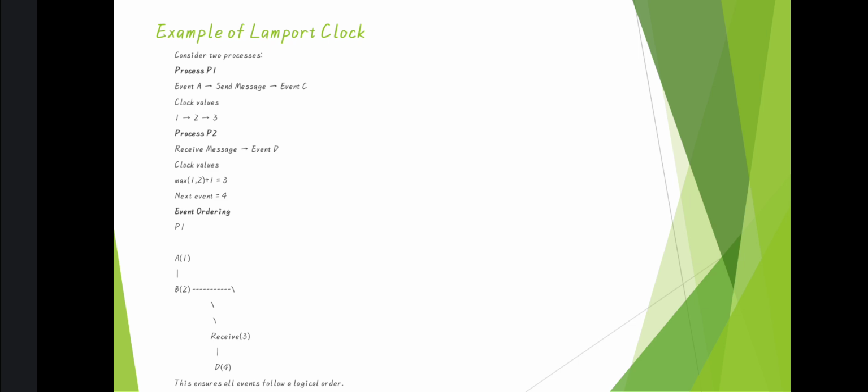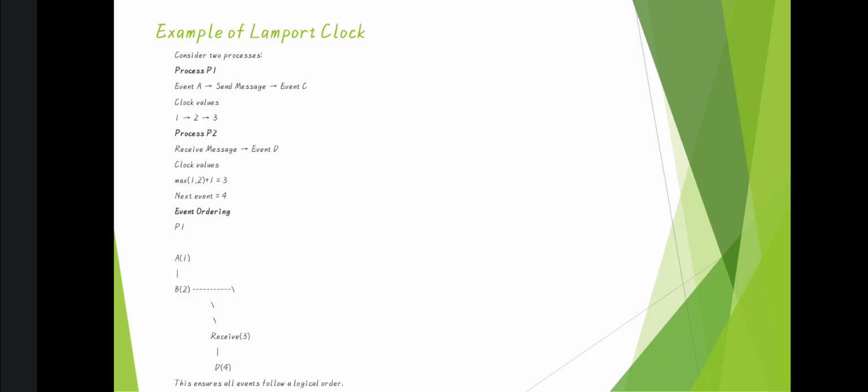Example of a Lamport clock. Consider two processes, process 1 and process 2. In process 1, the first event is event A, which sends a message, then event C. Clock values are 1, 2, 3. Process B receives the message at event D, with clock value maximum of 1 and 2, plus 1, which is equal to 3. The next event value is 4.